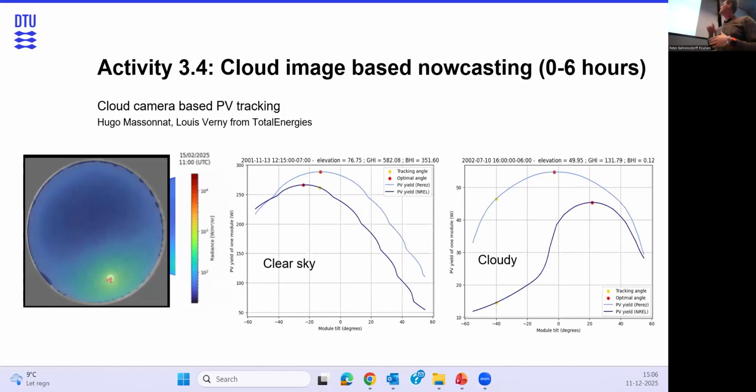And they actually found out that it was quite different compared to the standard method used today, which is applying the Perez transposition model, where you can see the darkest blue represents the new method based on cameras, and the lighter blue represents the current best practices or current normal practices, where you can see on a clear sky there is a slight difference both in the optimal tilt, which is on the x-axis, and the PV yield of the module at that tilt on the y-axis.